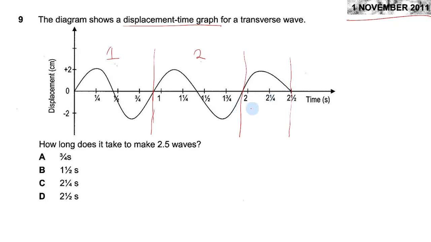Now when they say how long, it is about time. How long is asking about the time. So what is the time taken from here to there? In short, that's what they're asking. So here we are at 0, then here we are at 2.5. So the time is 2.5 seconds. So from here to here, it is 2.5 waves. Then the time is 2.5 seconds.